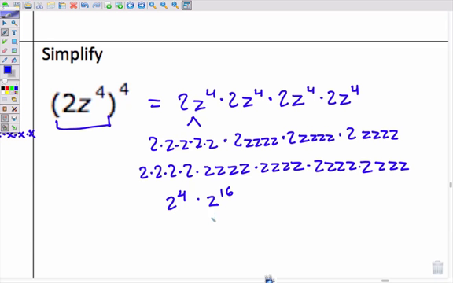Sorry that my 2's and z's look pretty much identical. I don't have very good handwriting.